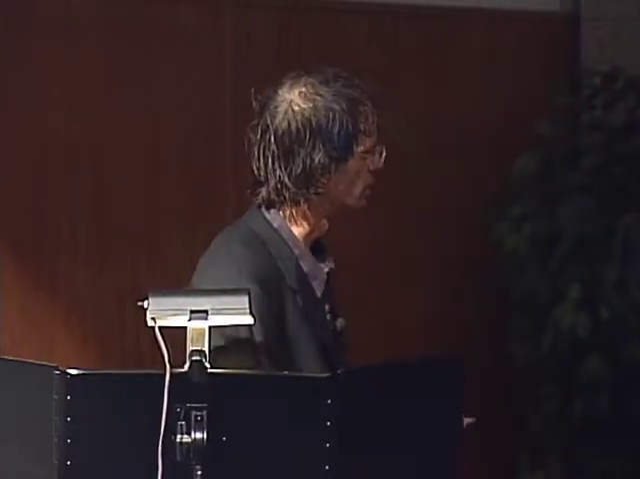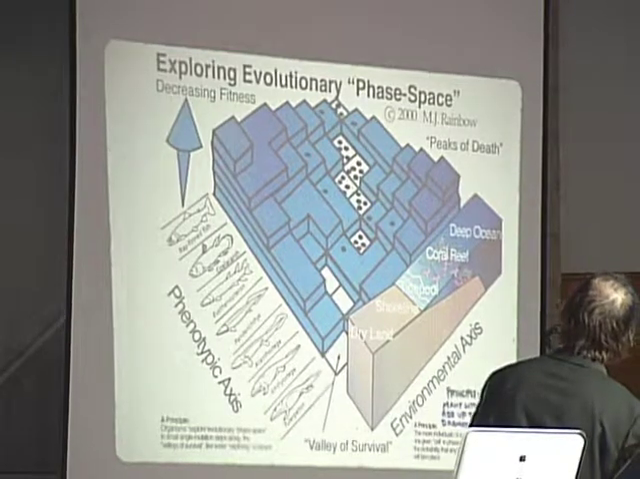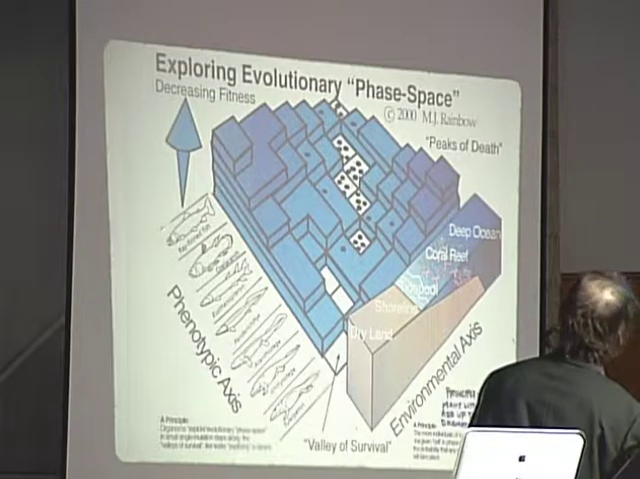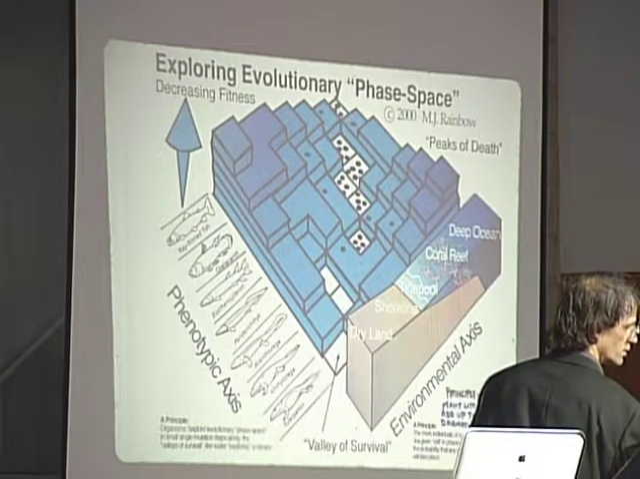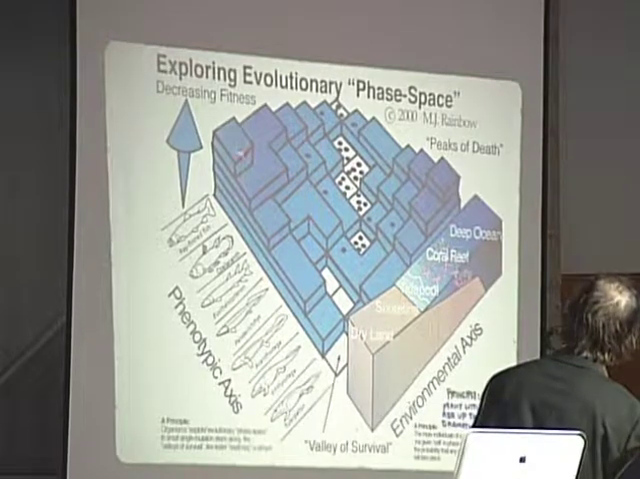Now watch how this works. Let's say you're here in phase space. Can you do the three-dimensional math? Okay, what are you? You're a ray fin fish. Okay, you're a fish. Where are you? You're on dry land. So you are dead. You're a fish out of water, so you're dead. You are unfit for your environment.